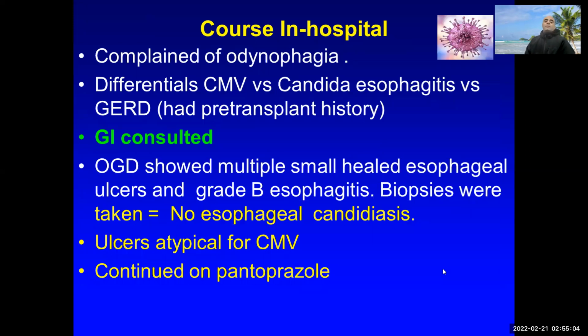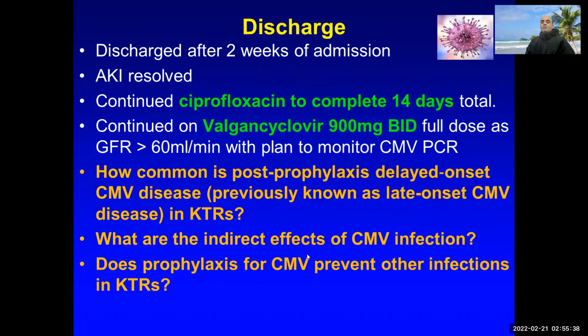Course in hospital: the patient complained of odynophagia and difficulty swallowing. Differential: CMV versus candida esophagitis versus GERD, with a hiatal hernia history already. GI was consulted, and upper endoscopy showed multiple small healed esophageal ulcers and grade B esophagitis. Biopsies were taken, no esophageal candidiasis. Ulcer atypical for CMV. Continue pantoprazole.